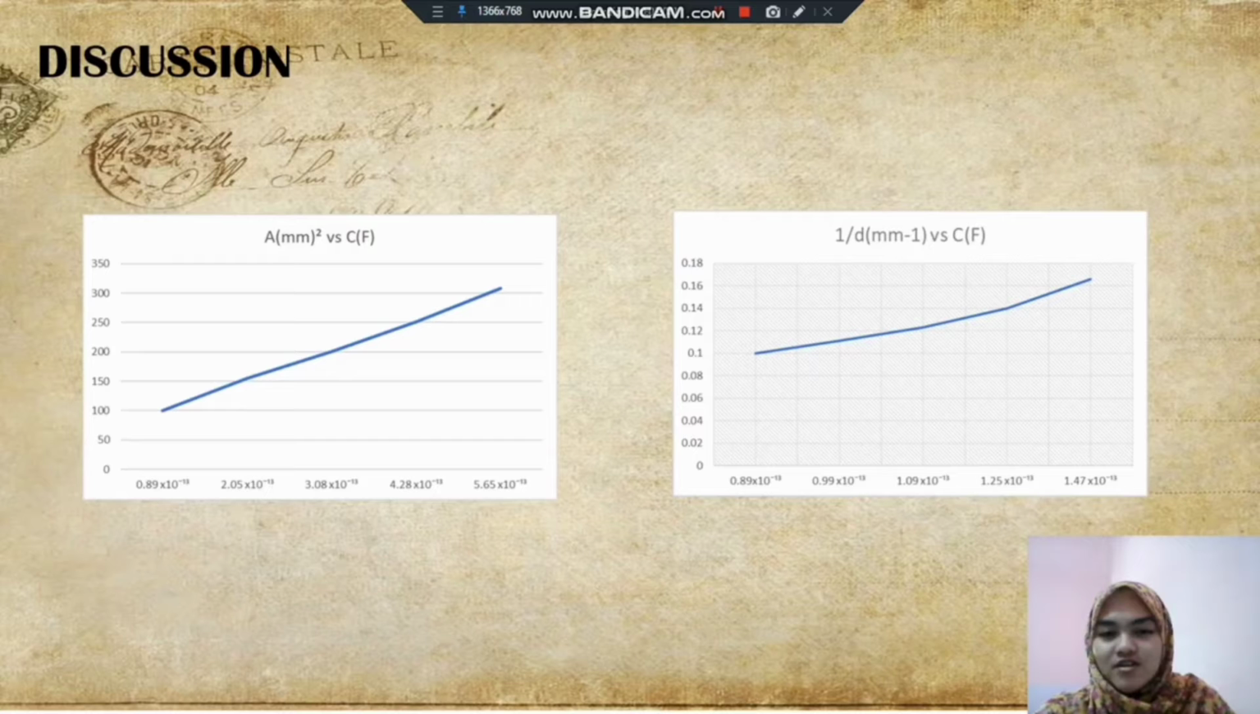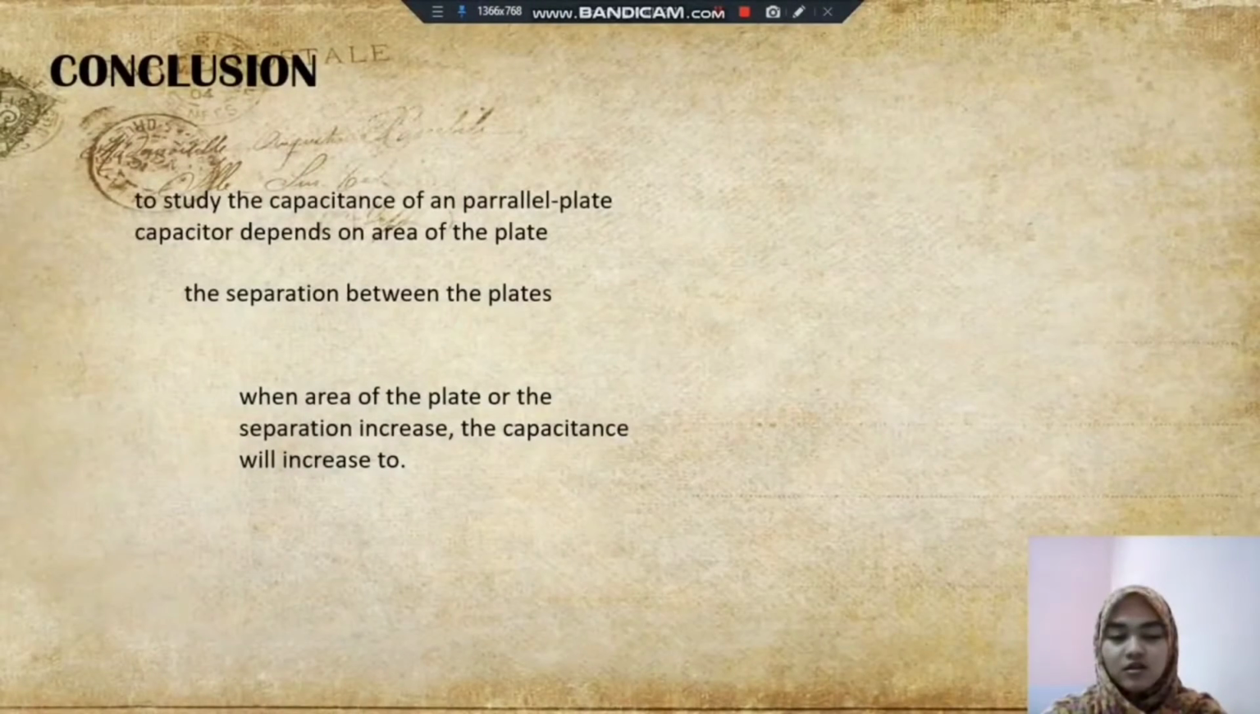So here is the discussion we get from the experiment. This shows that the energy remains constant. The charge on the capacitor will not disappear from the capacitor plates when the battery connection is removed, so it stays. By adding the dielectric, the capacitance is increased. Here is the conclusion that we get.